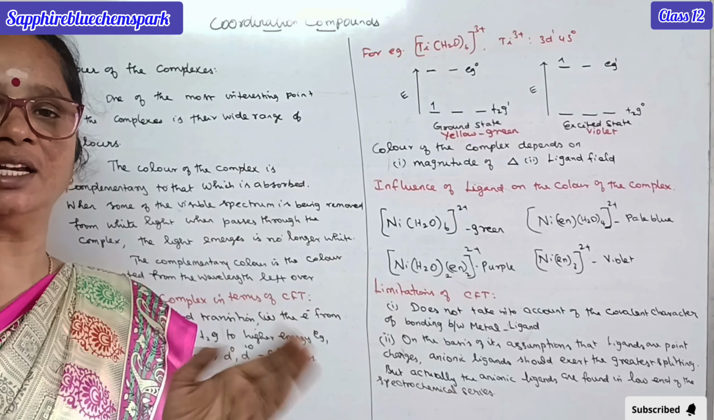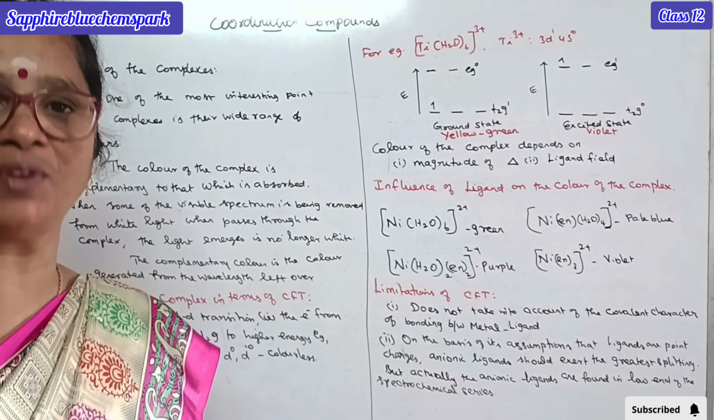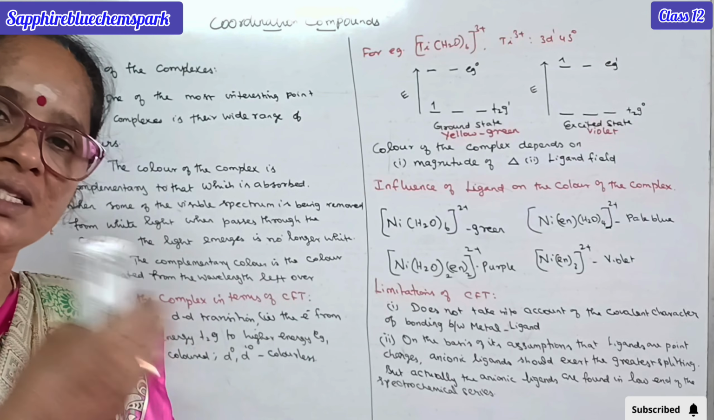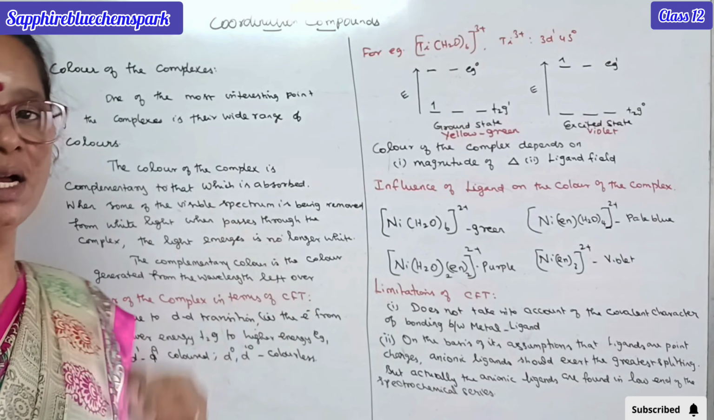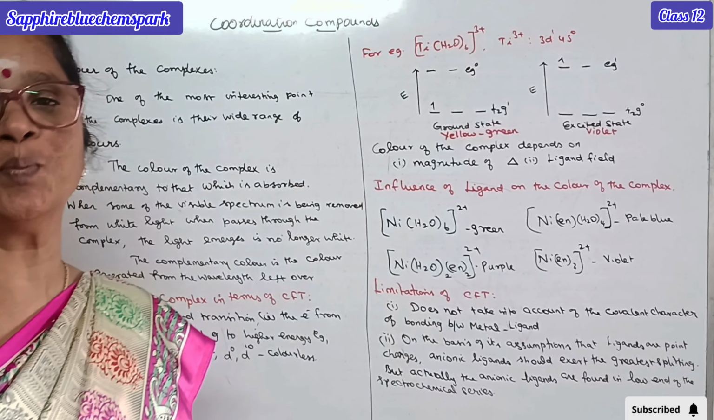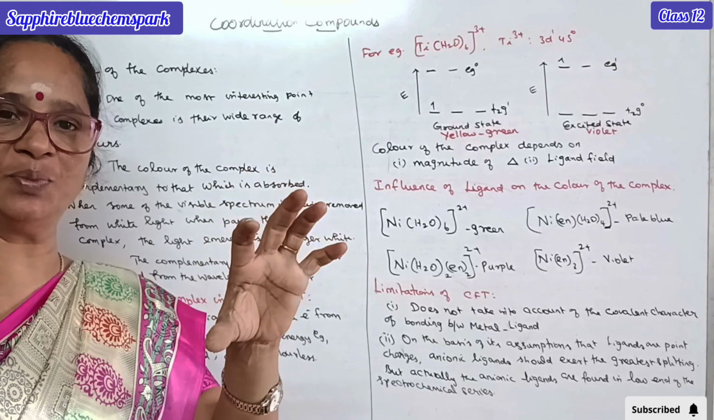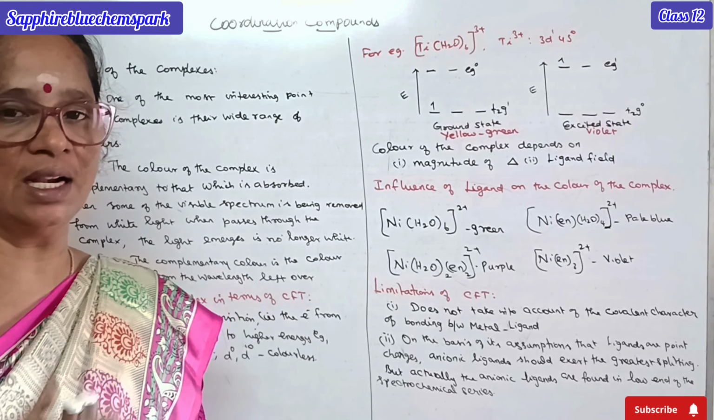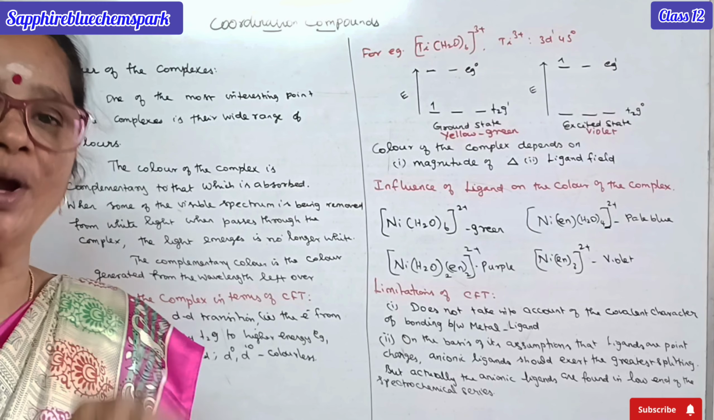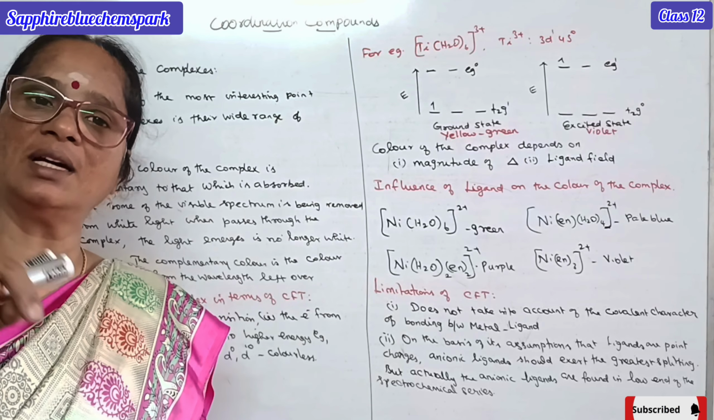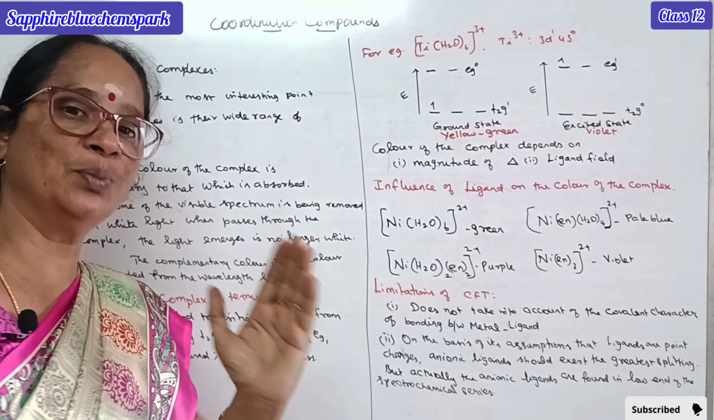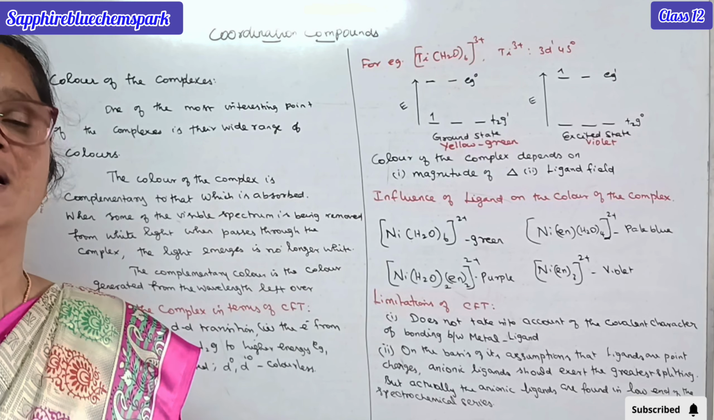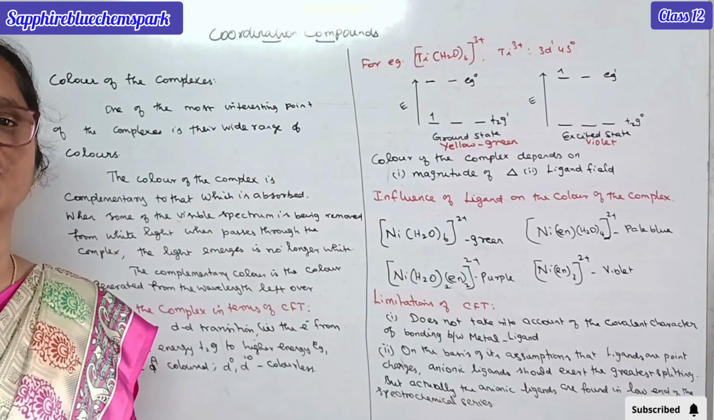But how does the complex exhibit different colors for different types of ligand? This is because we have different types of ligands, weak field as well as strong field. Based on the nature of the ligand, when we pass white light through a sample of the complex, a small amount of the visible spectrum is removed from the white light. After passing through the complex, the emerged light is not white, that means not colorless; actually, it becomes a colored one. Even after the removal of part of the visible spectrum from the white light, the emerged light provides color to the complex. That is said to be the complementary color of the complex.